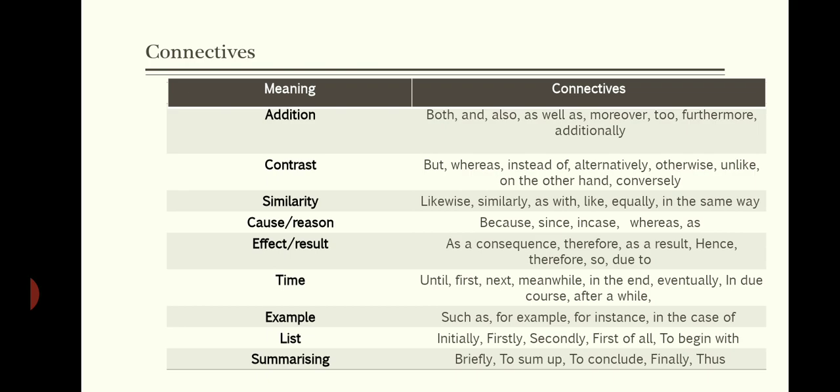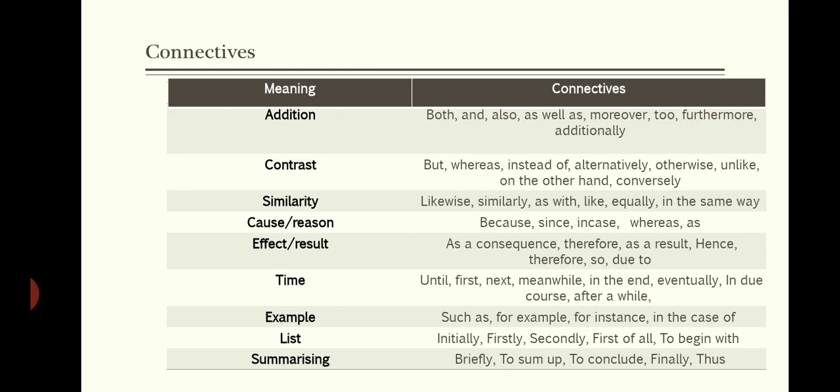Next is time. To denote time, we use certain connectives. Examples will be until. The child didn't come home until it was late night. So it is not a good situation. Next, first, next, meanwhile, in the end, eventually, in due course, after a while. So all these are connectives used to denote time.